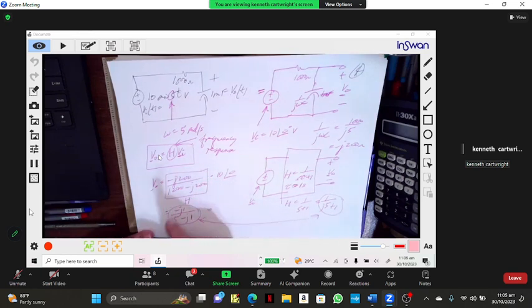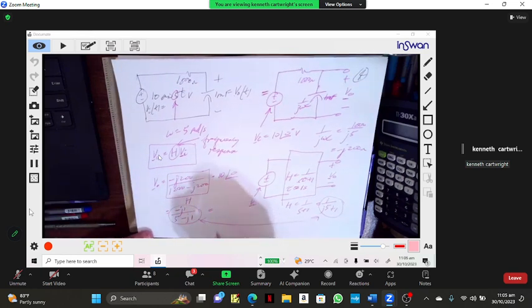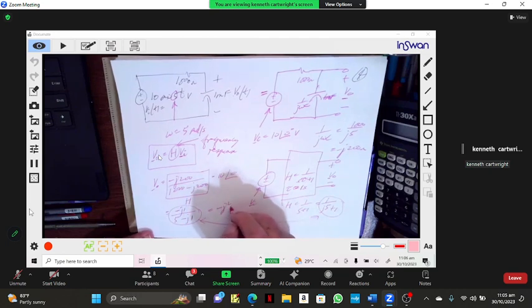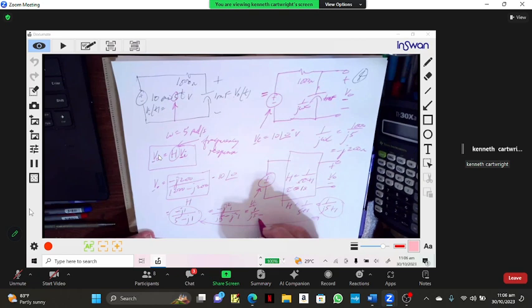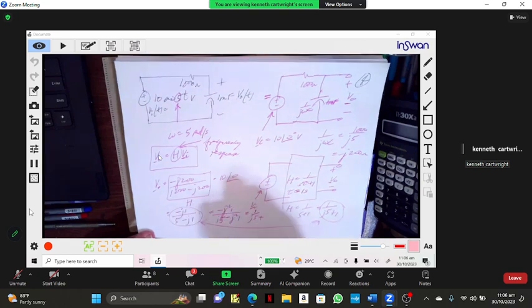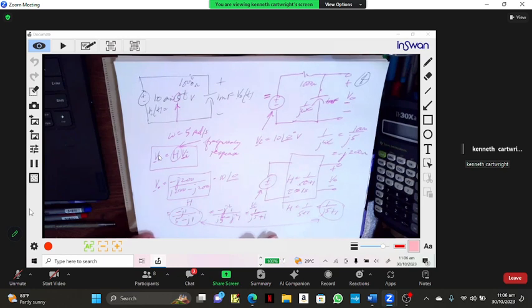Well, let's multiply this top and bottom by j. So negative j squared, 1, over j5 minus j squared, 1. And j squared is negative 1, so negative times negative is 1 over j5, minus times minus is positive 1. Yes, lo and behold, we get the same answer for H.